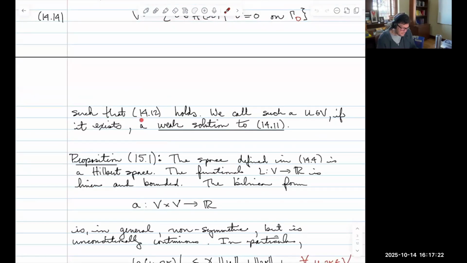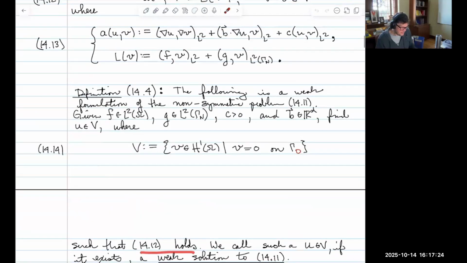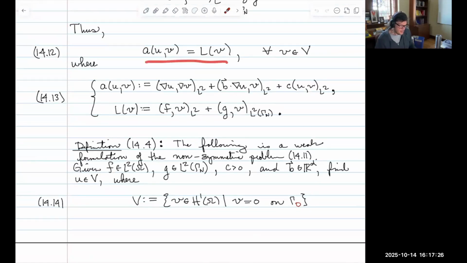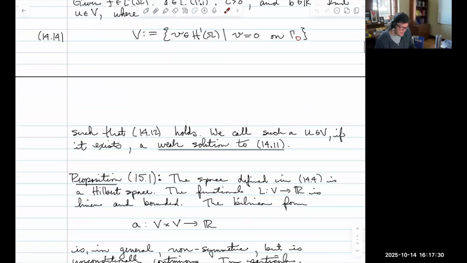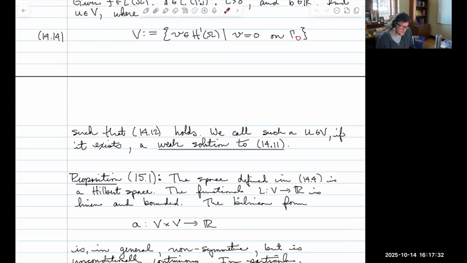such that 14.2 holds. What was 14.2? That was our weak version of the equation. And if such a u exists, then it's called a weak solution to 14.11. 14.11 is the strong form. So a weak solution to 14.11 is actually given as the solution of 14.12.